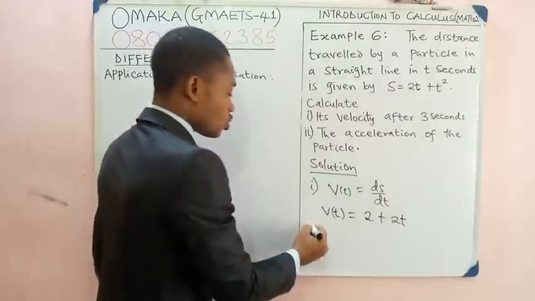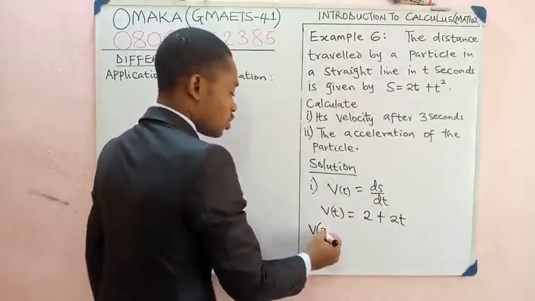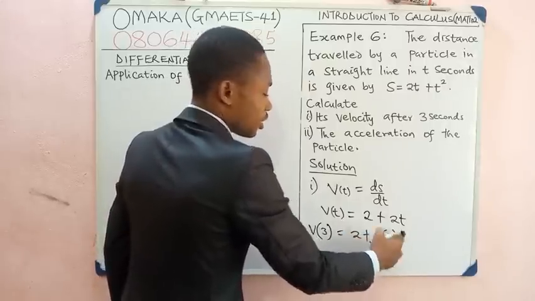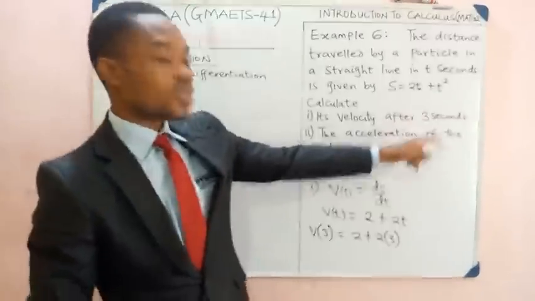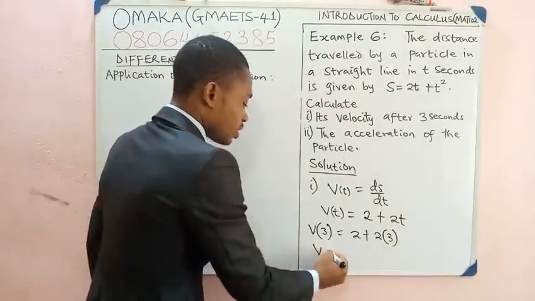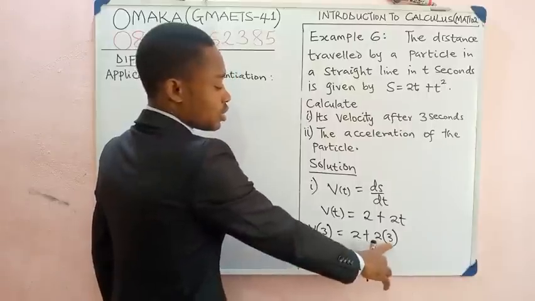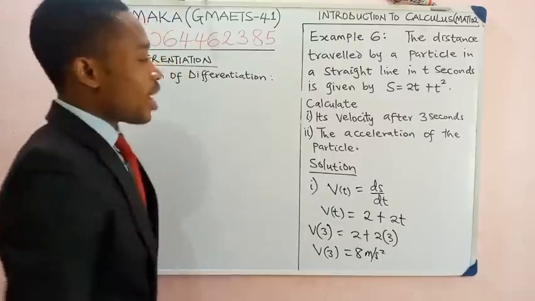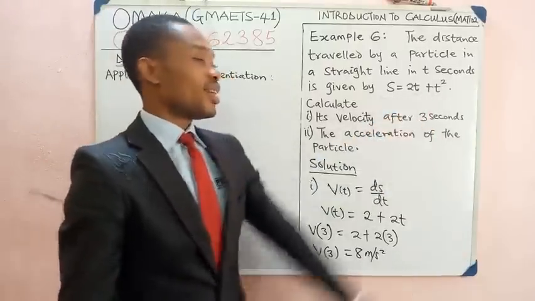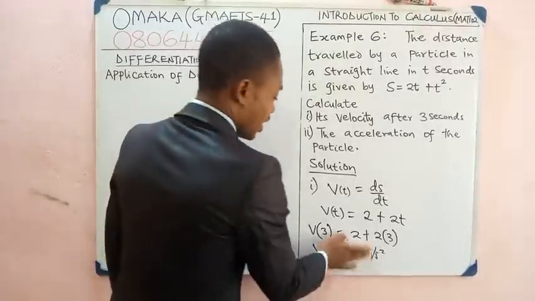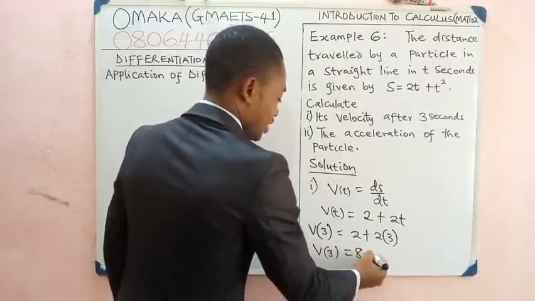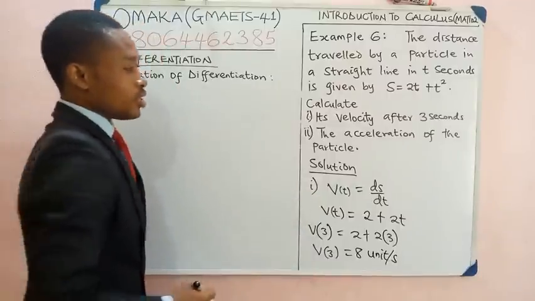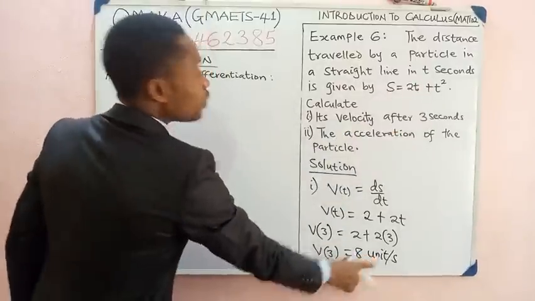And if we substitute the time given to us, it's after 3 seconds. So v after 3 seconds will now be equal to 2 plus 2 times 3. Anywhere you see time, you're going to substitute 3. If you work this out, 2 times 3 is 6. Add the 6 to 2, you get what? 8 meters per second. Although we're not told that the distance is in meters, so I can just write it as 8 units per second. They gave us the unit of time, so whatever the unit of distance is, that's what you put here.